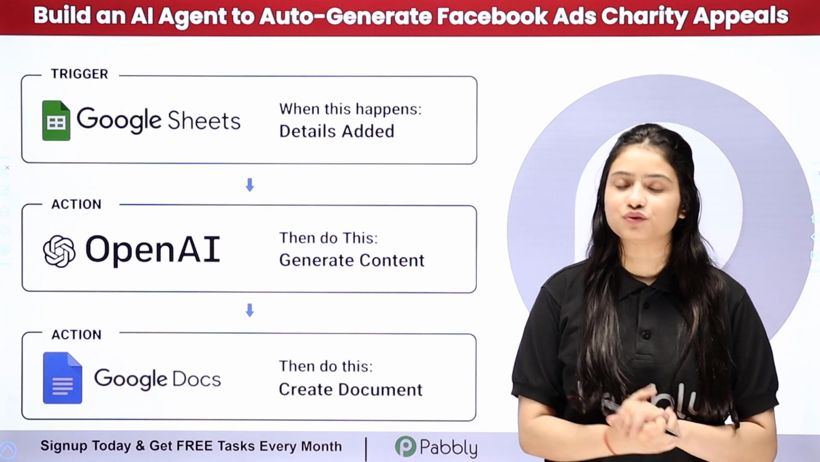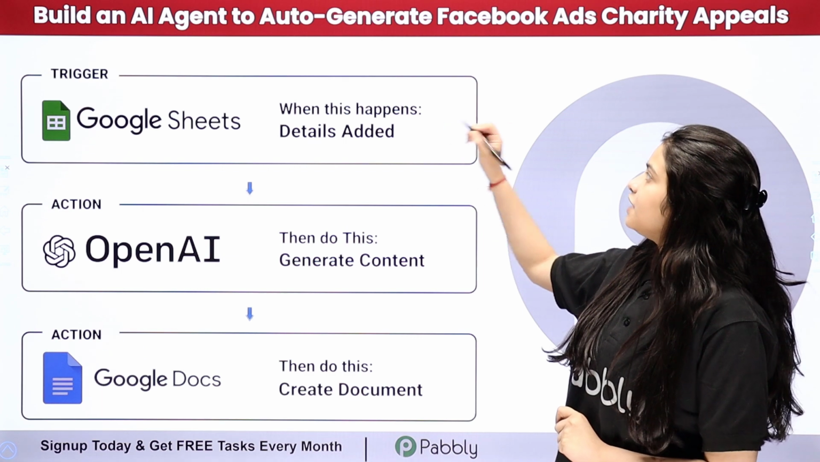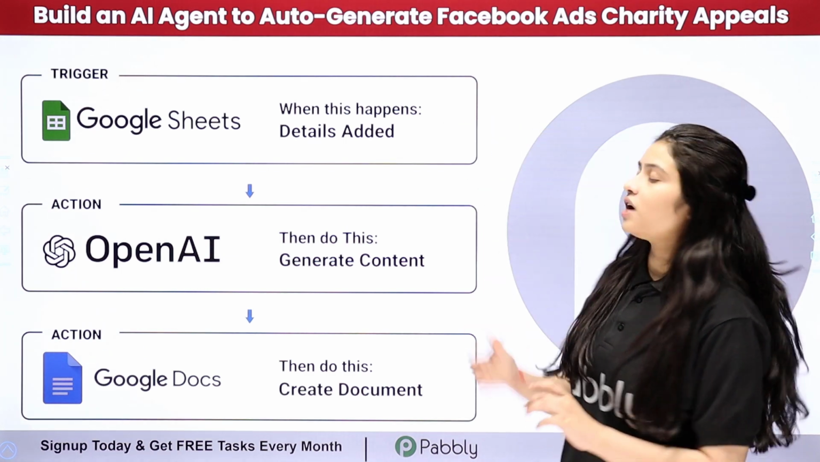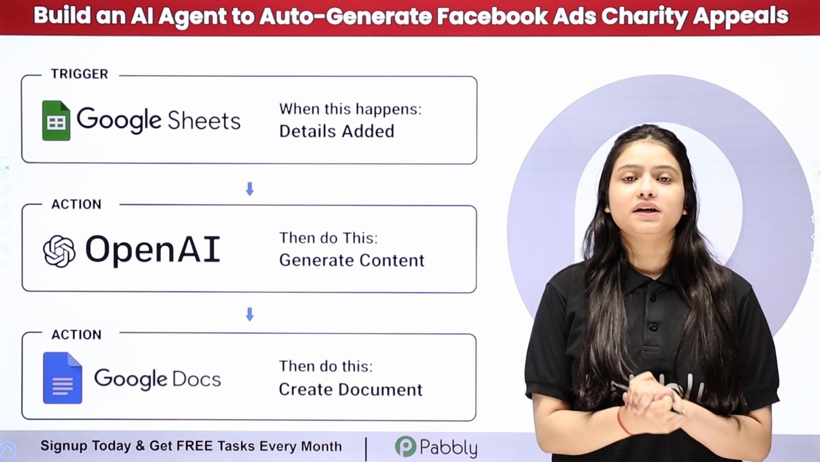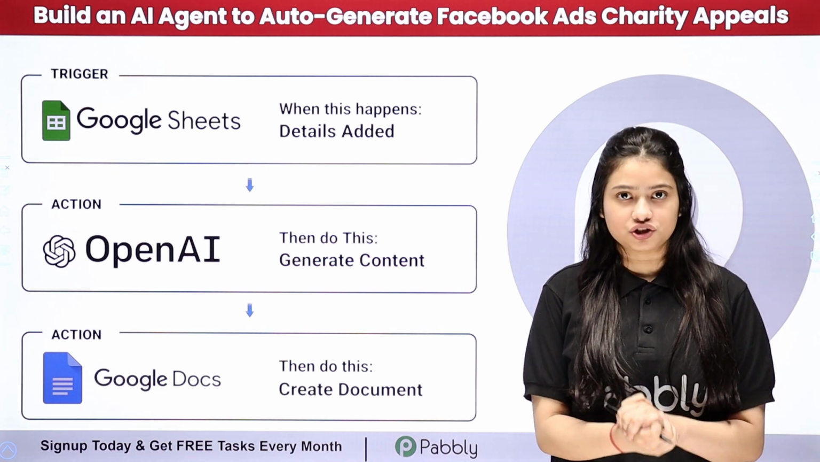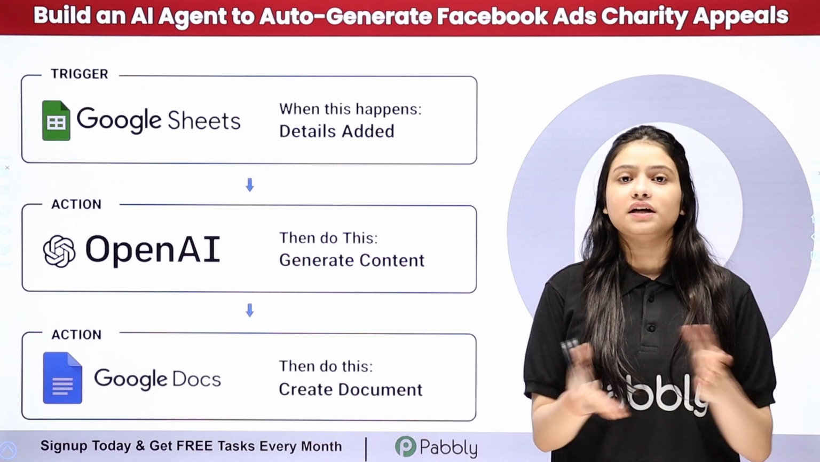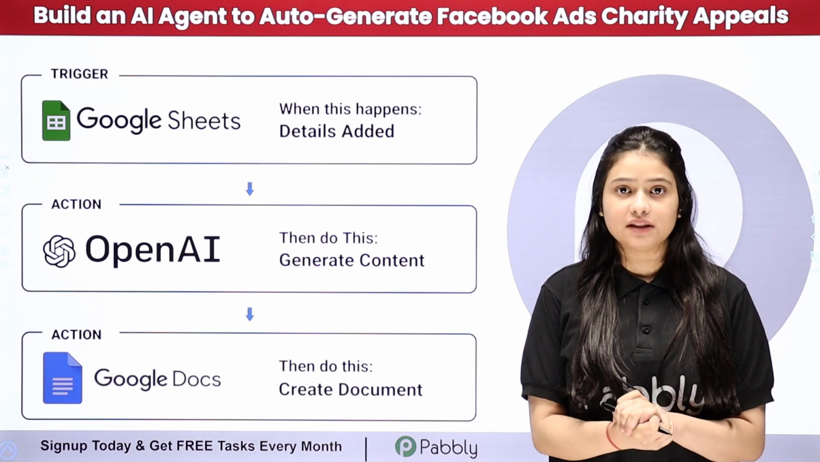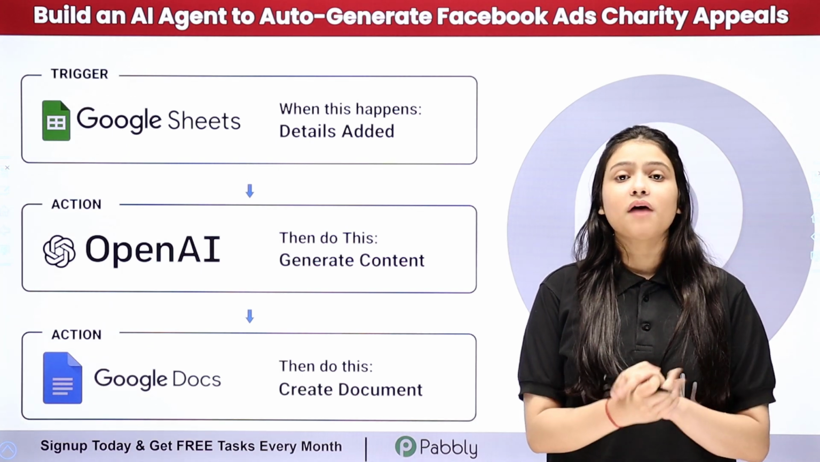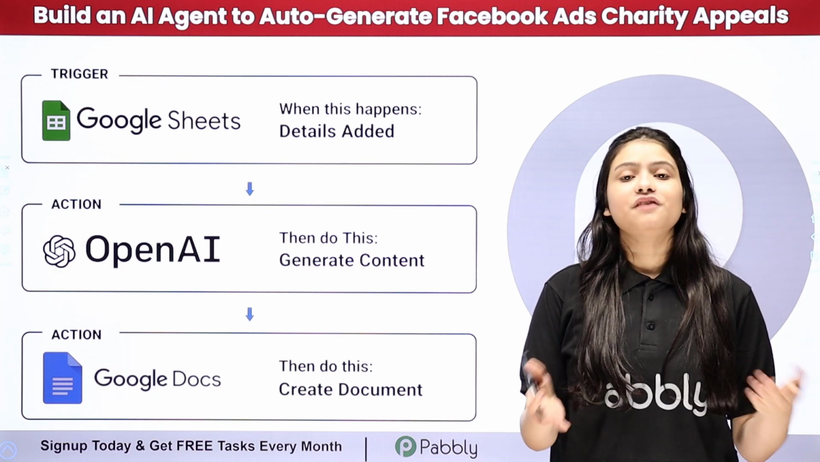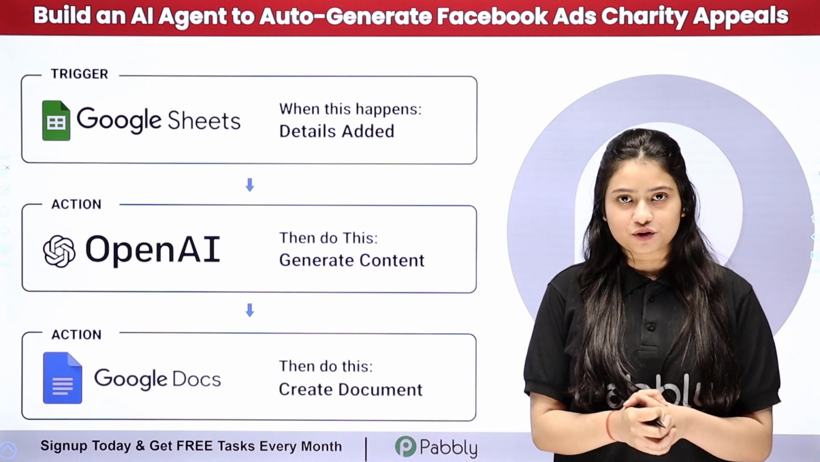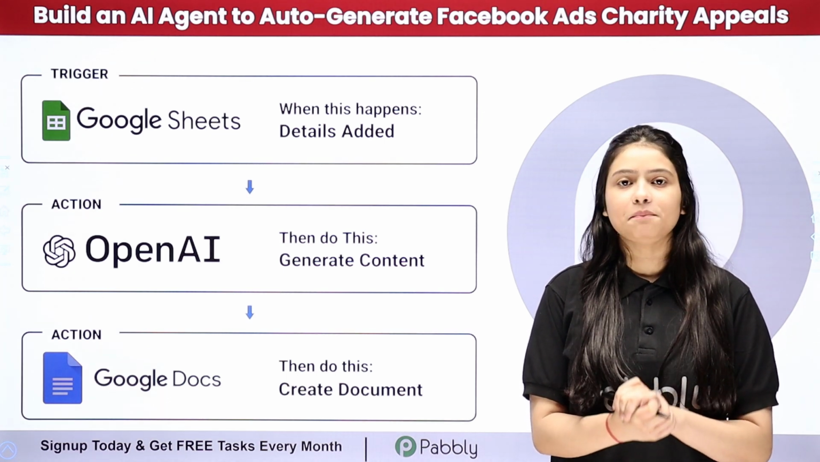In this video, we are going to learn how to build an AI agent to auto-generate Facebook ads charity appeals. So as a social media manager of a non-profit organization, I need to regularly create charity appeals for the Facebook ad campaigns on a regular basis. But doing it manually is going to take a lot of time. Therefore, I have decided to automate this entire process with the help of my AI agent and Pabbly Connect.